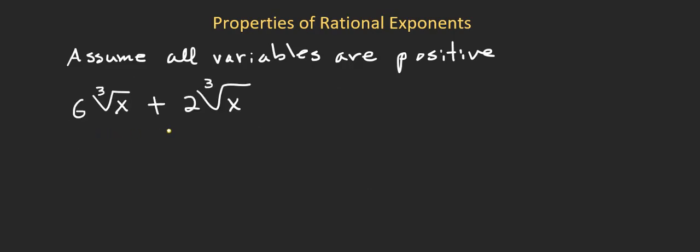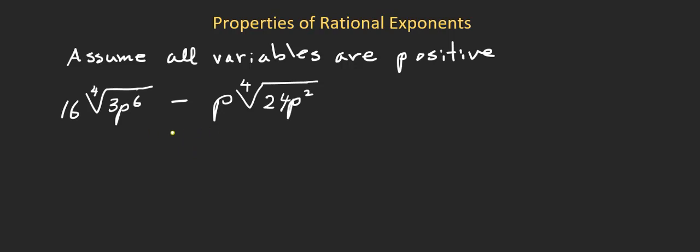Now you're adding radicals that have a radicand with variables. So you've got the cube root of x and you've got the cube root of x. All we need to do here is add the coefficients. You get 8 cube root of x.